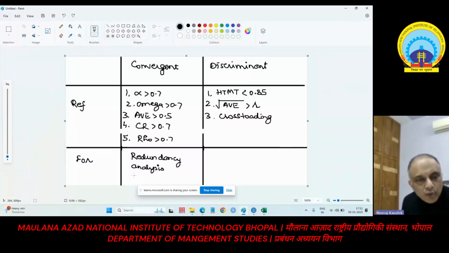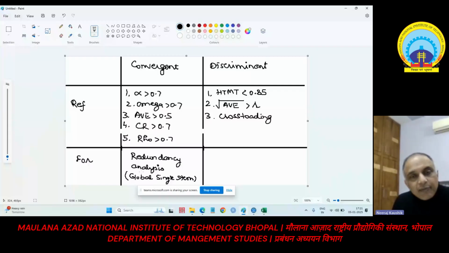This is the problem which most scholars forget. They collect the data and then attend a workshop, and then they are asked, have you collected the global single item? And if you have not, then that's a problem. One more thing, it doesn't matter whether you are working with the lower order or the higher order construct. Even for a higher order construct, the single global item should also be asked. Please remember that. The rules are the same. No relaxation anywhere.